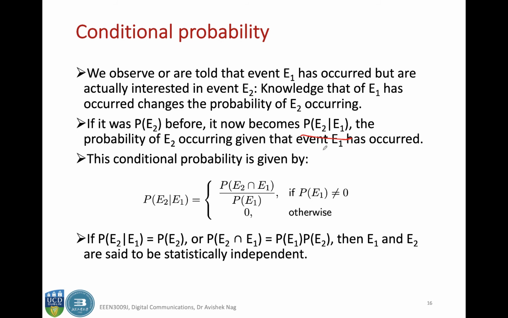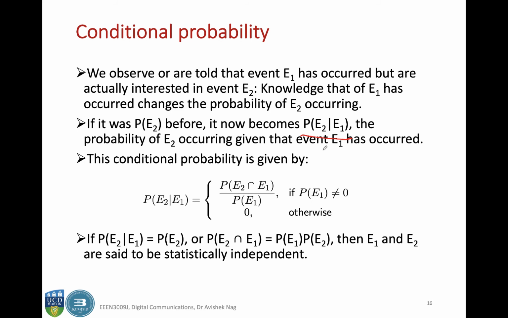Let me give an example. Again, take the experiment of throwing a die. Let's say E2 is the event of getting a 2. Probability of E2 is basically the probability of getting a 2. And let's assume that E1 is the event of getting an even number.